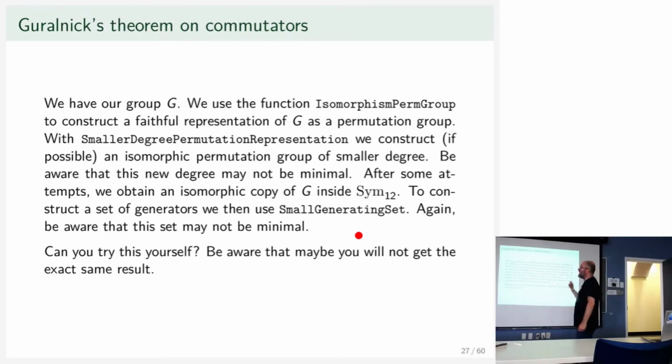And then, of course, I need to present this not by a group generated by, say, 50 permutations, but I want 2, 3, or a small number. And for that, this is what I use, small generating set. Again, this is not returning a minimal generating set, but it's returning a small generating set, which in my case was 2, which is minimal, right? Okay, because my group is not cyclic. Is it clear?